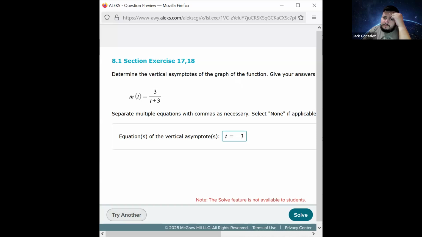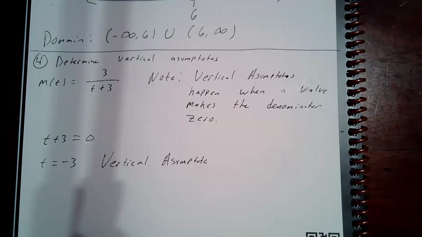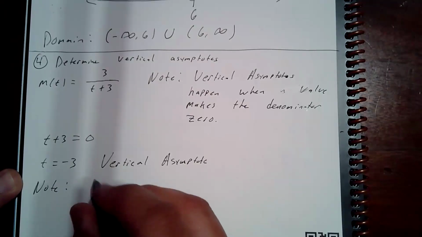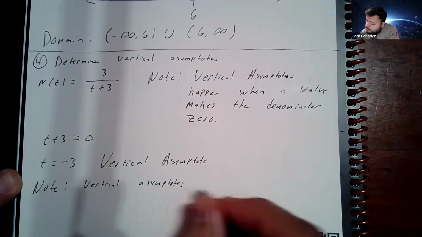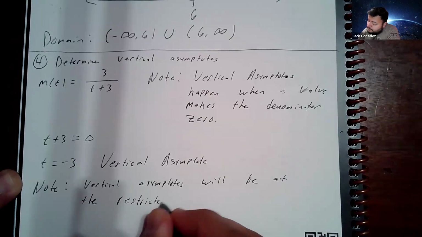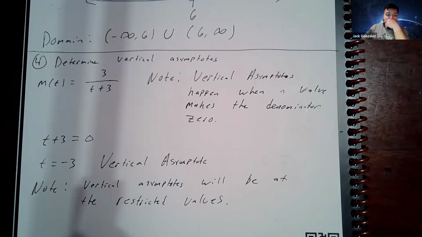Any questions on number 4? Is that okay? All right so far. The vertical asymptotes will be at the restricted values. Okay, you move on then. Number 5 is the same kind of thing, it's a little harder. 6.